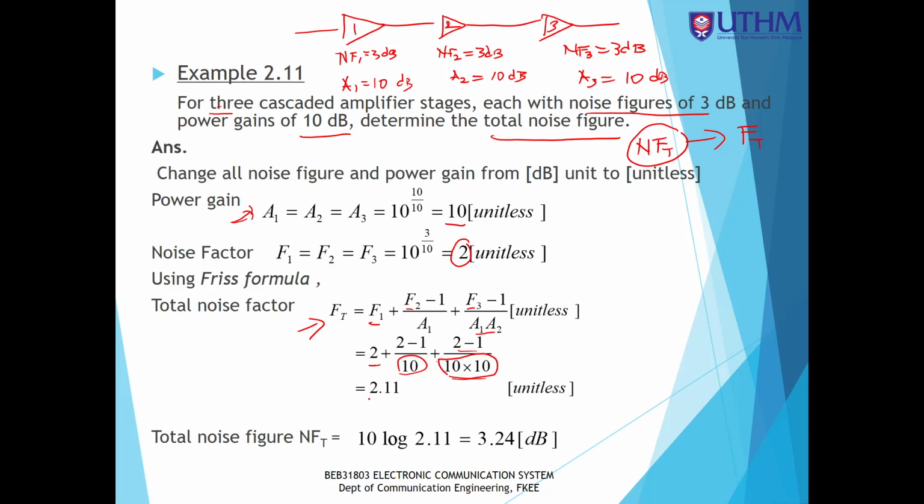Okay, so you will produce 2.11. From here you can find the NF total, which is 10 log of 2.11. So you get 3.24 decibels.